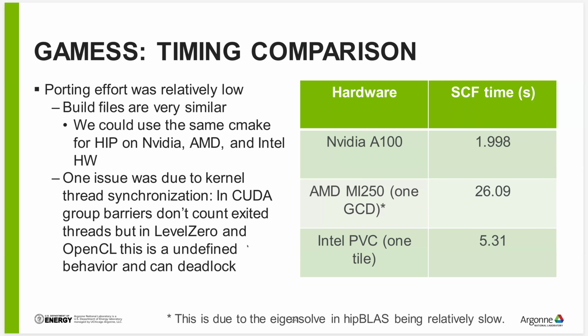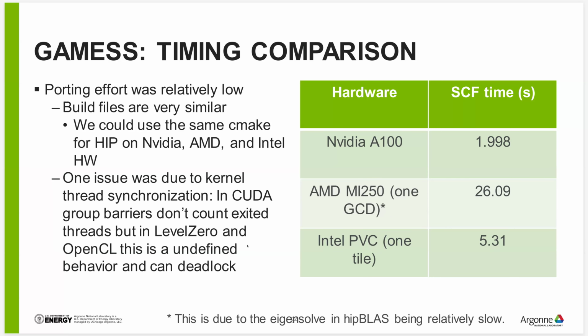The thread synchronization issues I was talking about were one of our issues. So early exit was a pattern that was used in the code, and this can lead to deadlock on Intel GPUs. So the code still works better on A100 than it does on half of a PVC GPU, one tile. But we are not an order of magnitude off.